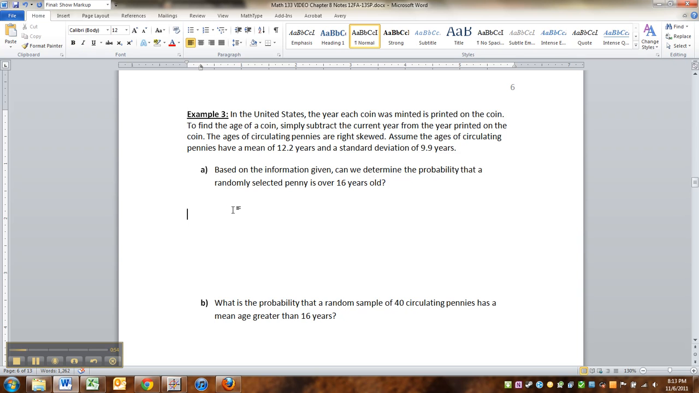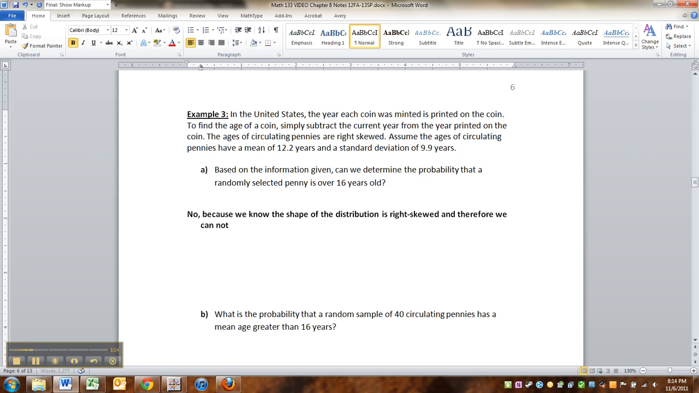And the answer is no. As a matter of fact, we know the shape of the distribution is right skewed, and therefore we cannot use our rules of probabilities, namely norm dist, which is what we really want to use.